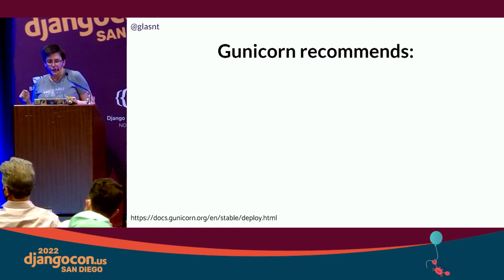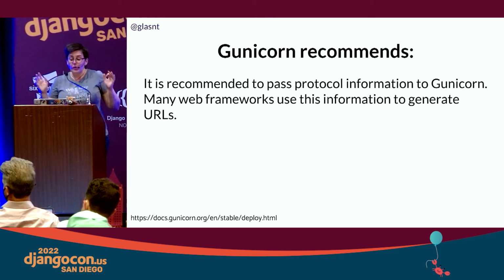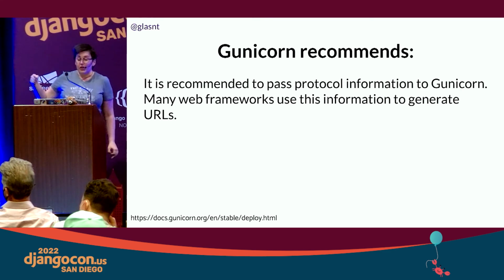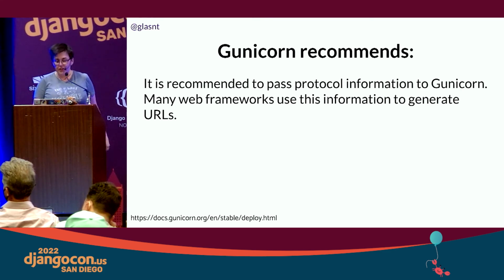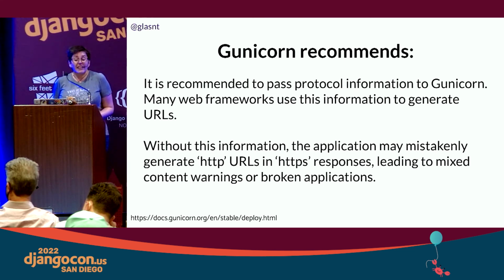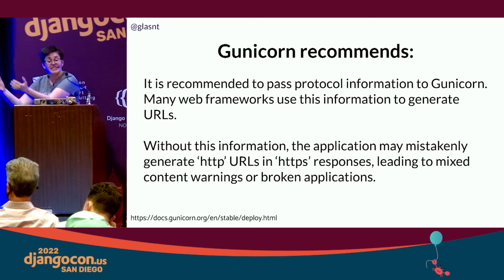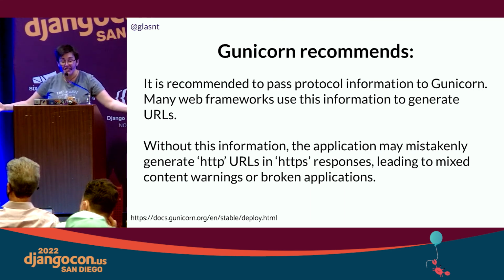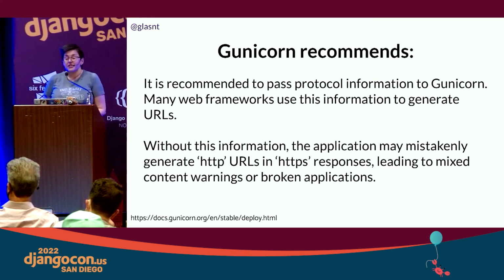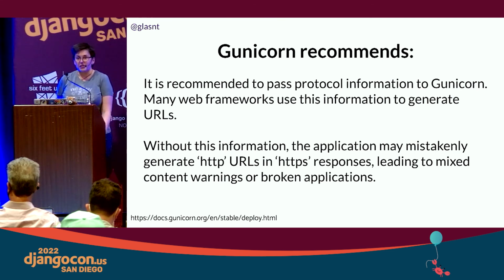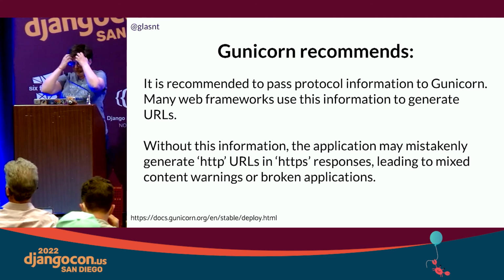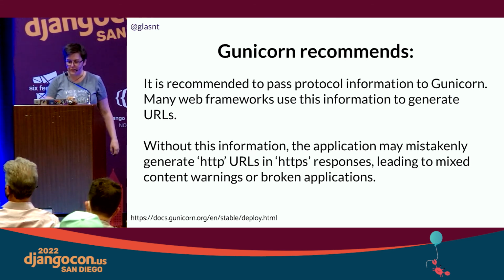Gunicorn recommends a few things. It's recommended to pass protocol information to Gunicorn. Many web frameworks use this information to generate URLs. Without this information, the application may mistakenly generate HTTP URLs in HTTPS responses, leading to mixed content warnings or broken applications. Thank you, Gunicorn documentation. I found this after I discovered the issue.